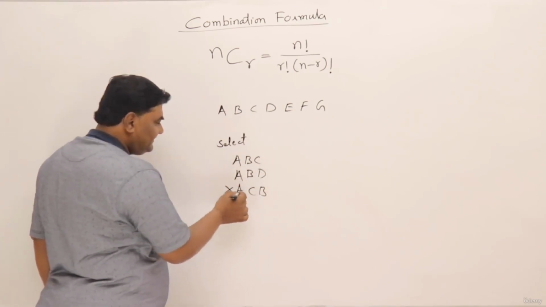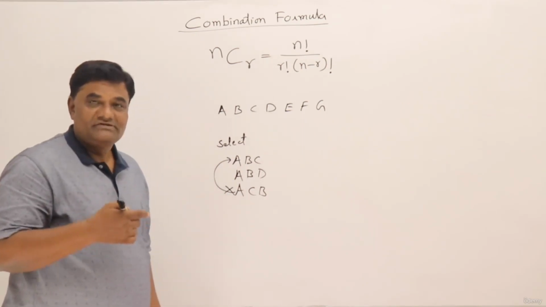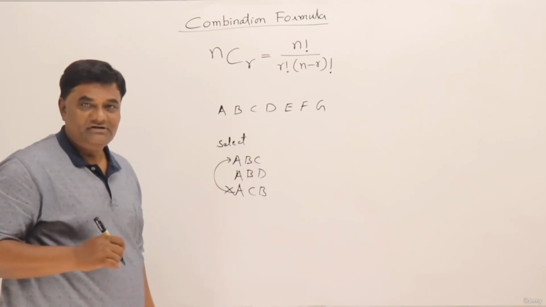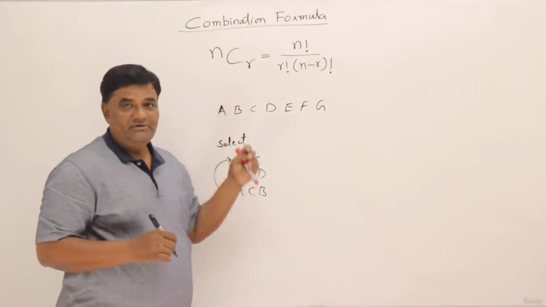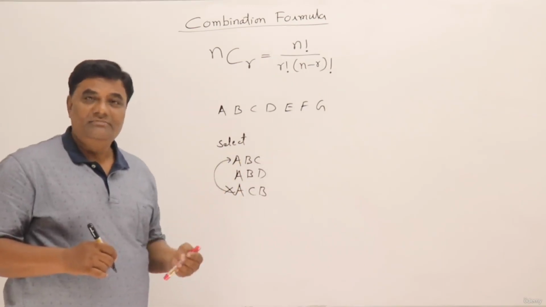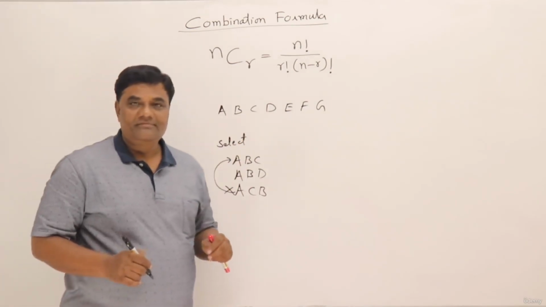This is wrong. This is the same selection. Interchanging of position will not give a new selection. It's called permutation. Interchanging position is called permutation. So there is another formula, known as nPr also. But this is nCr, that is combination, that is selection. So this is a known formula.